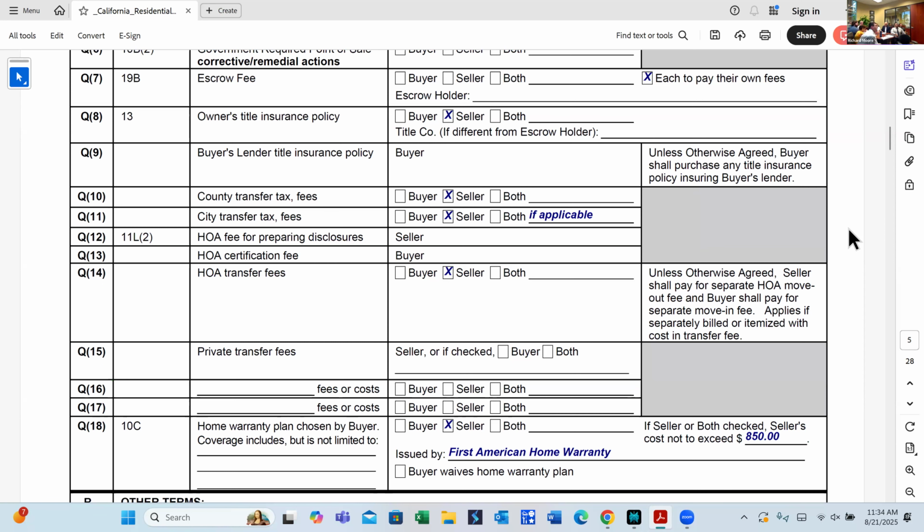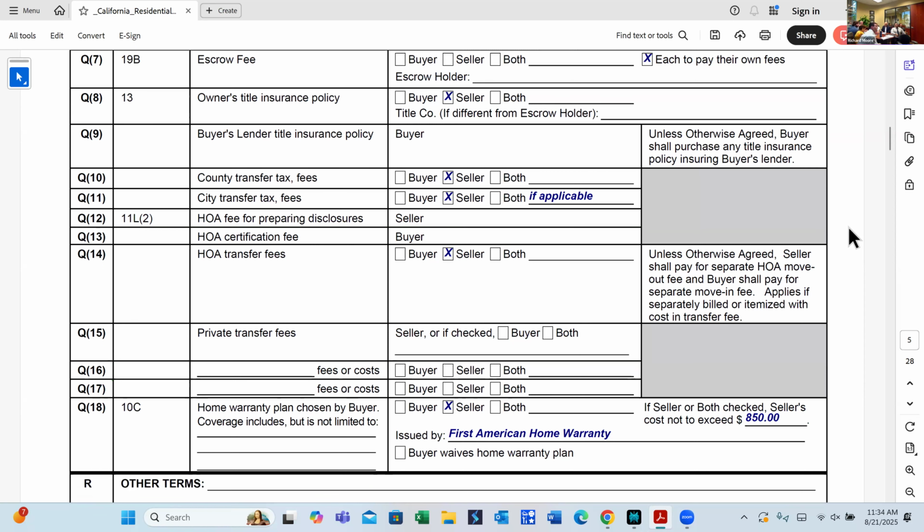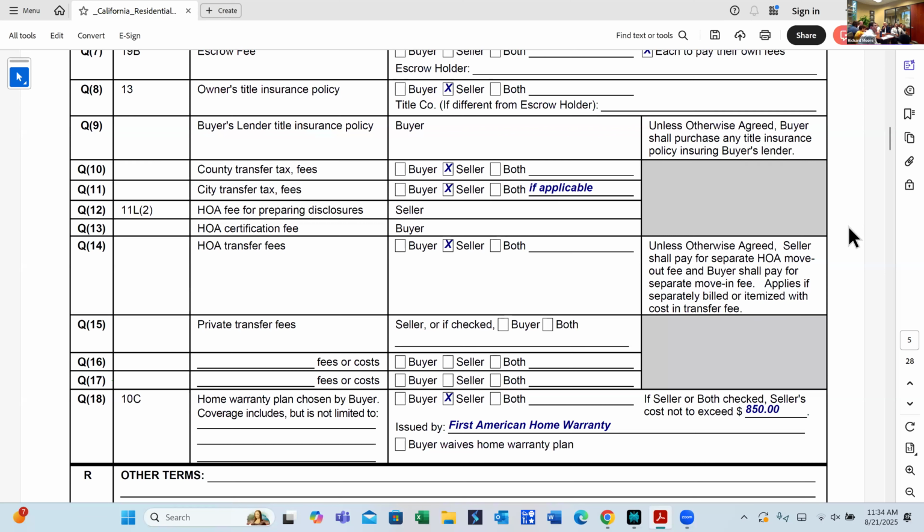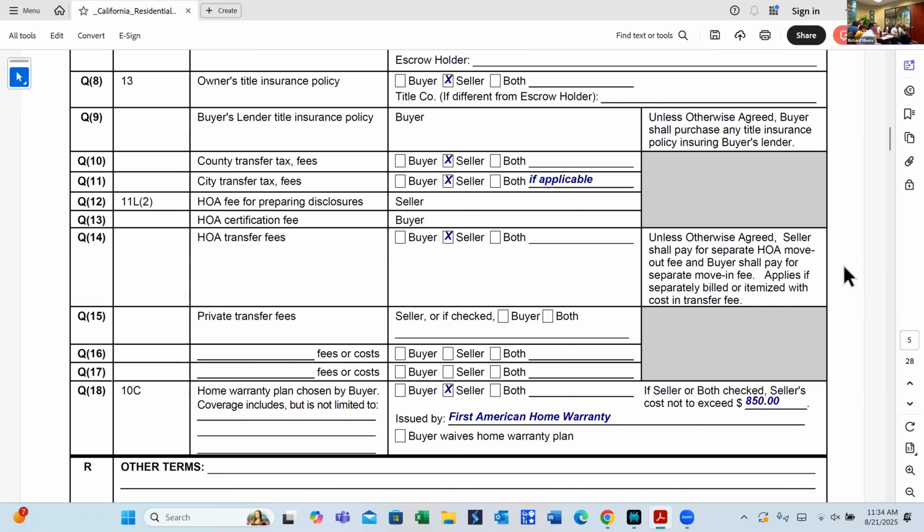HOA fee for preparing disclosures. It's defaulting to seller because Civil Code 4525 requires the seller to pay for those fees. HOA certification fee, it defaults to buyer. That was required, and it's usually at the lender's discretion. If I'm a buyer, I would want that anyway. HOA transfer fees, that is not regulated by the Civil Code, but it's customary the seller pay.